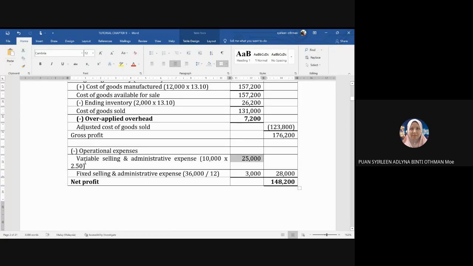Alright, and then fix and selling dia bagi dekat sana ialah 36,000. Madam tak masukkan 36, saya masukkan 36 divide by 12. I rasa you all pun dapat salah ni. Okay, so it's only 3,000 ringgit it's not 36,000. So your expenses is 28,000. Your net profit is 148,200 ringgit. Okay. Sorry.